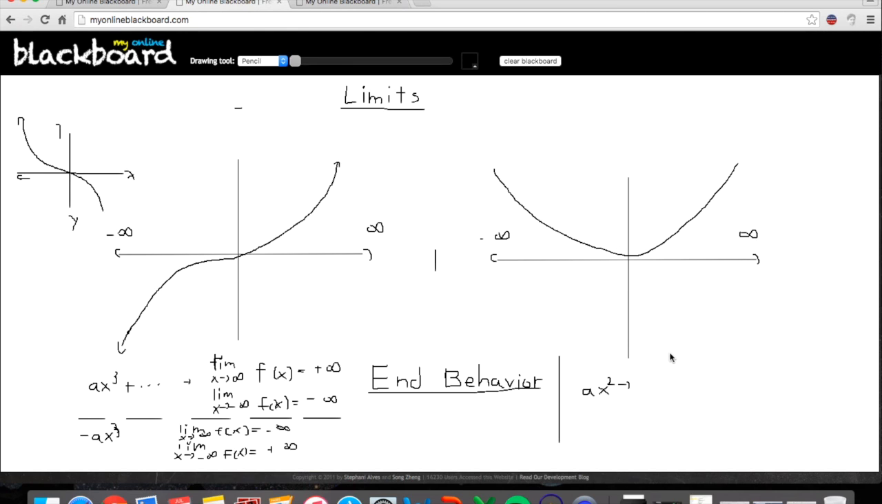Now, for here, as you can see, this is an even function, which means that the right side is reflected across to the same on the left side. So actually, what happens here is that the limit as x approaches infinity is equal to the limit as x approaches negative infinity.